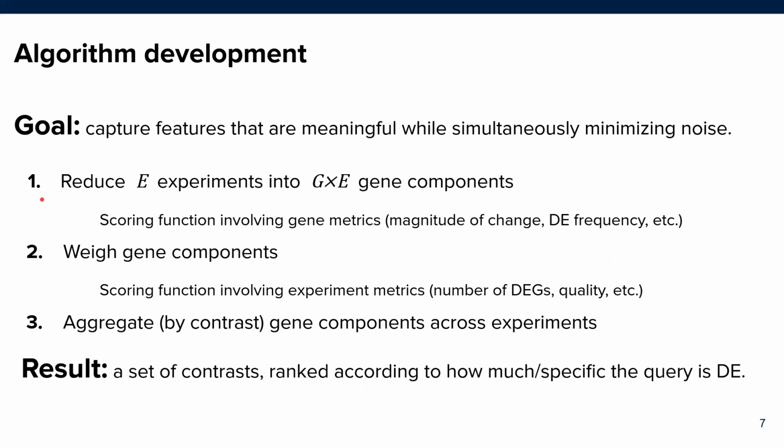The last and final step that we take with these experiments' gene scores is to aggregate them by a statistical test to yield a metric per gene per contrast now, rather than per experiment. And this is meant to describe how significantly each gene contributes to a contrast by looking across all the experiments in our corpus. To be precise, what results is a set of contrasts, like you saw on the previous slide, that are ranked according to how much and how specifically the set of query genes is differentially expressed. So that query list is the hit list of genes that we're interested in.